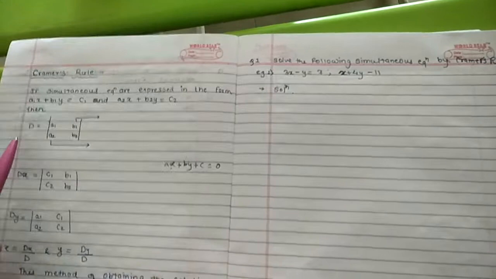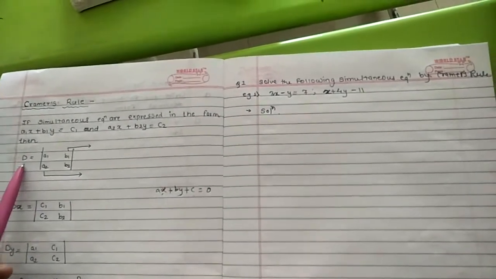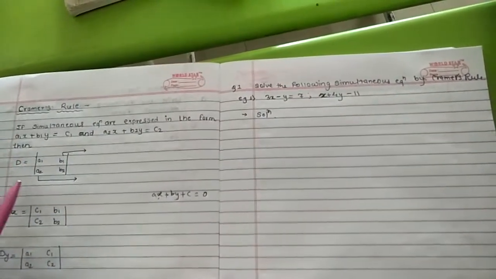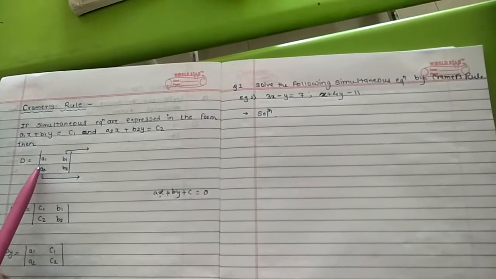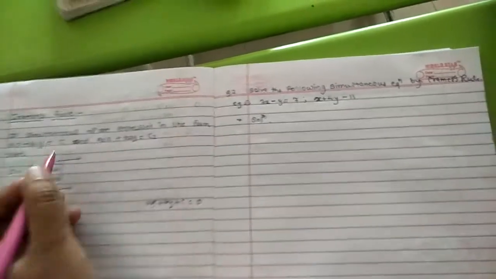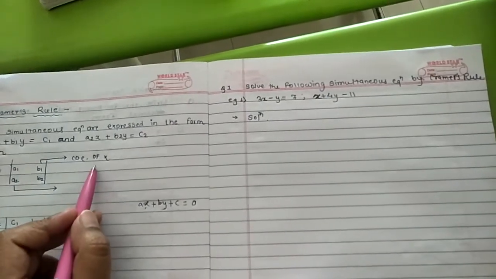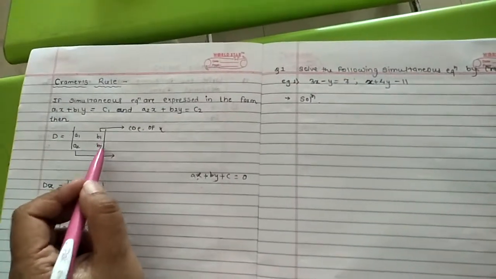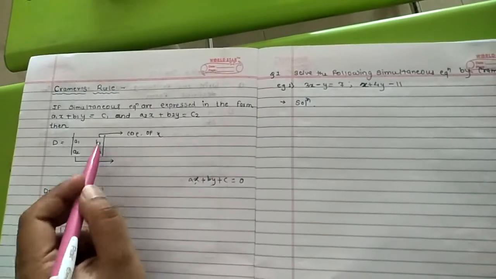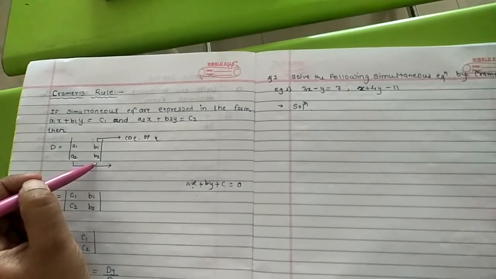First we have to find the determinant D. For the determinant you have to take the values from these two equations. Always keep in mind, in the first column a1, a2 are the coefficients of x, and in the second column, b1, b2 are the coefficients of y.